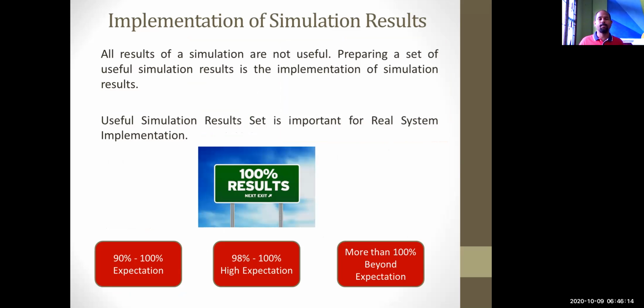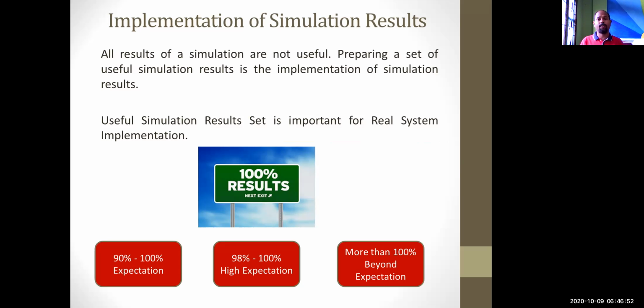The last step is the implementation of the simulation results. As I have told, after experimentation and optimization, the last step is the simulation result. That means which outputs can be projected, which can be published. That is nothing but the simulation result. And implementation of the simulation result means recording all the results and making a data sheet out of the simulation. So that is the last step of the simulation.